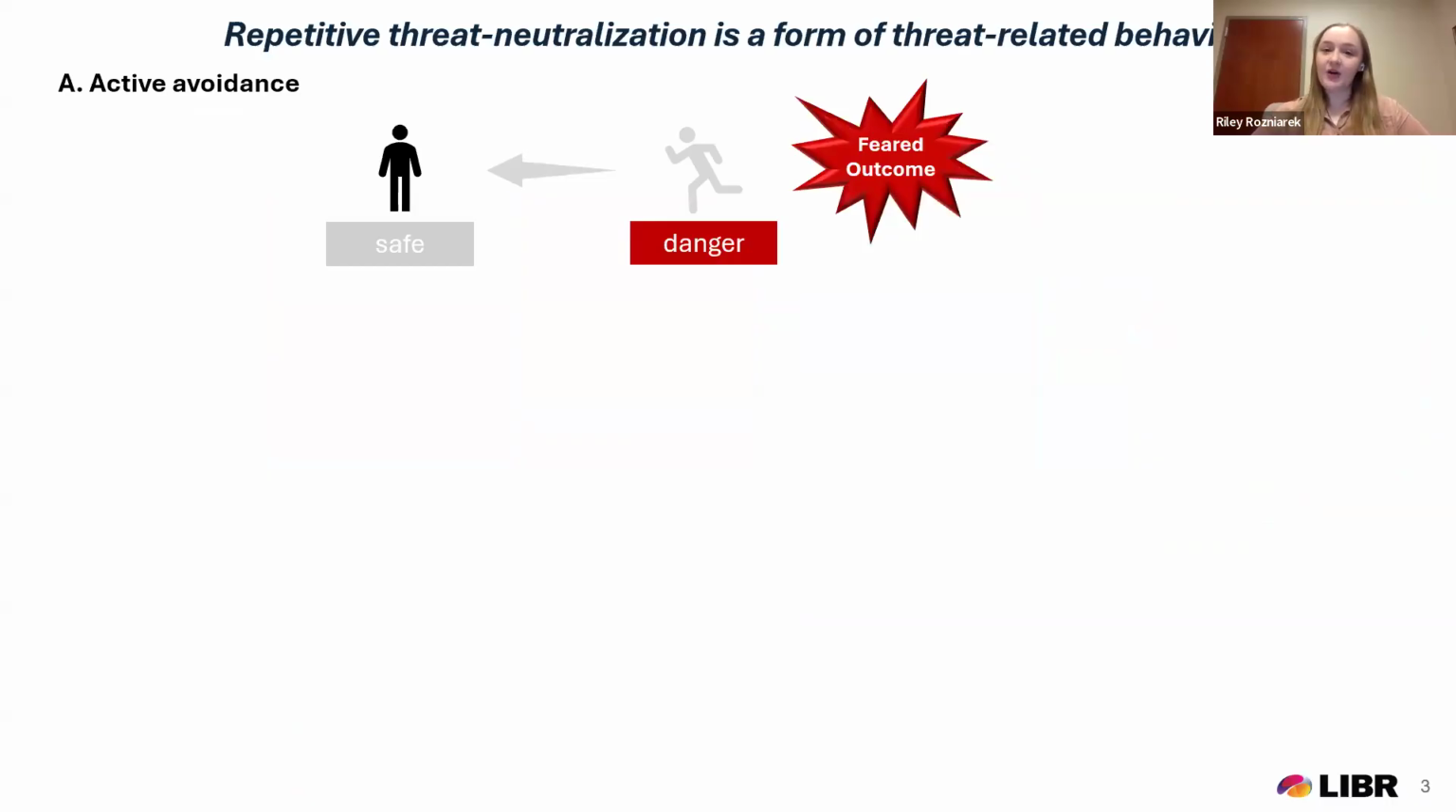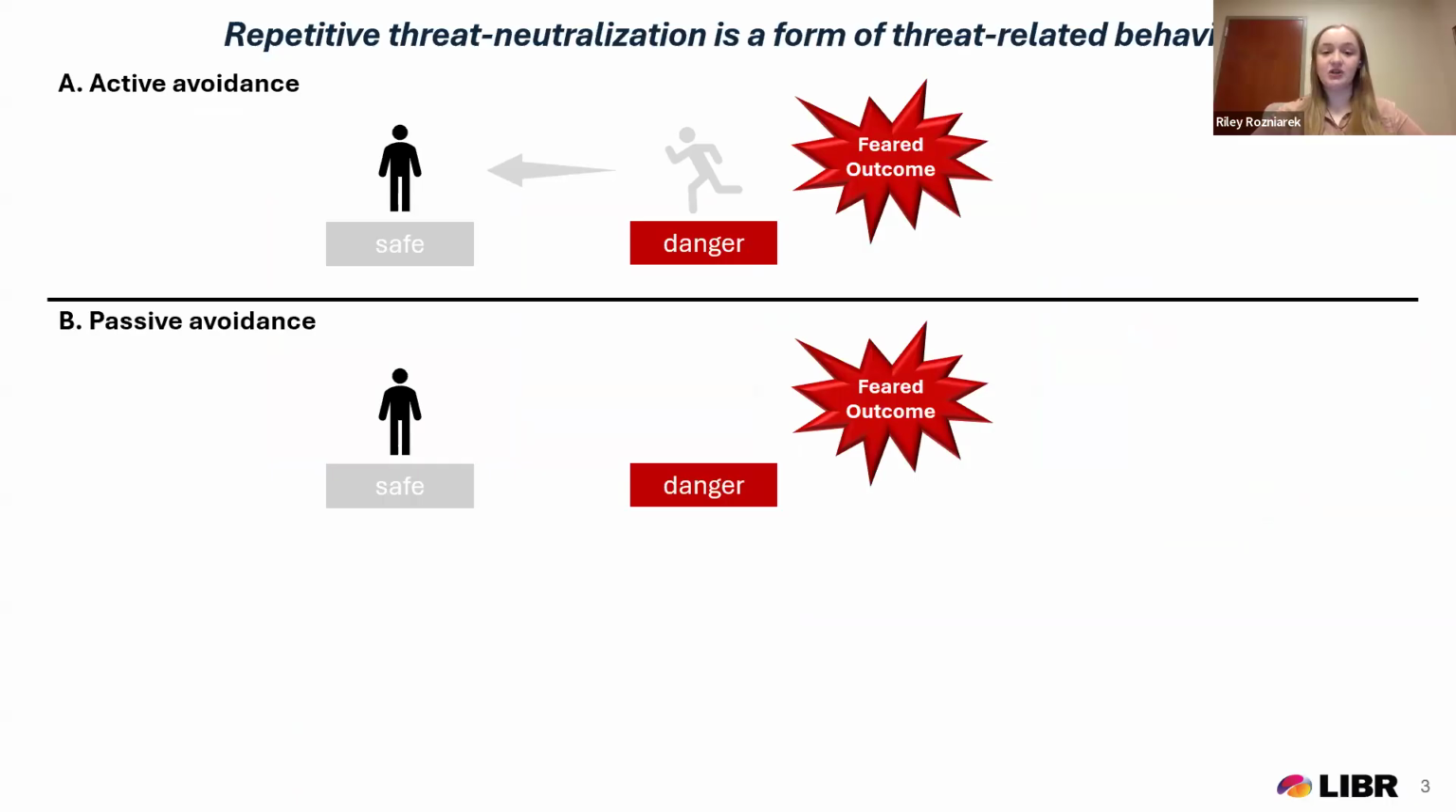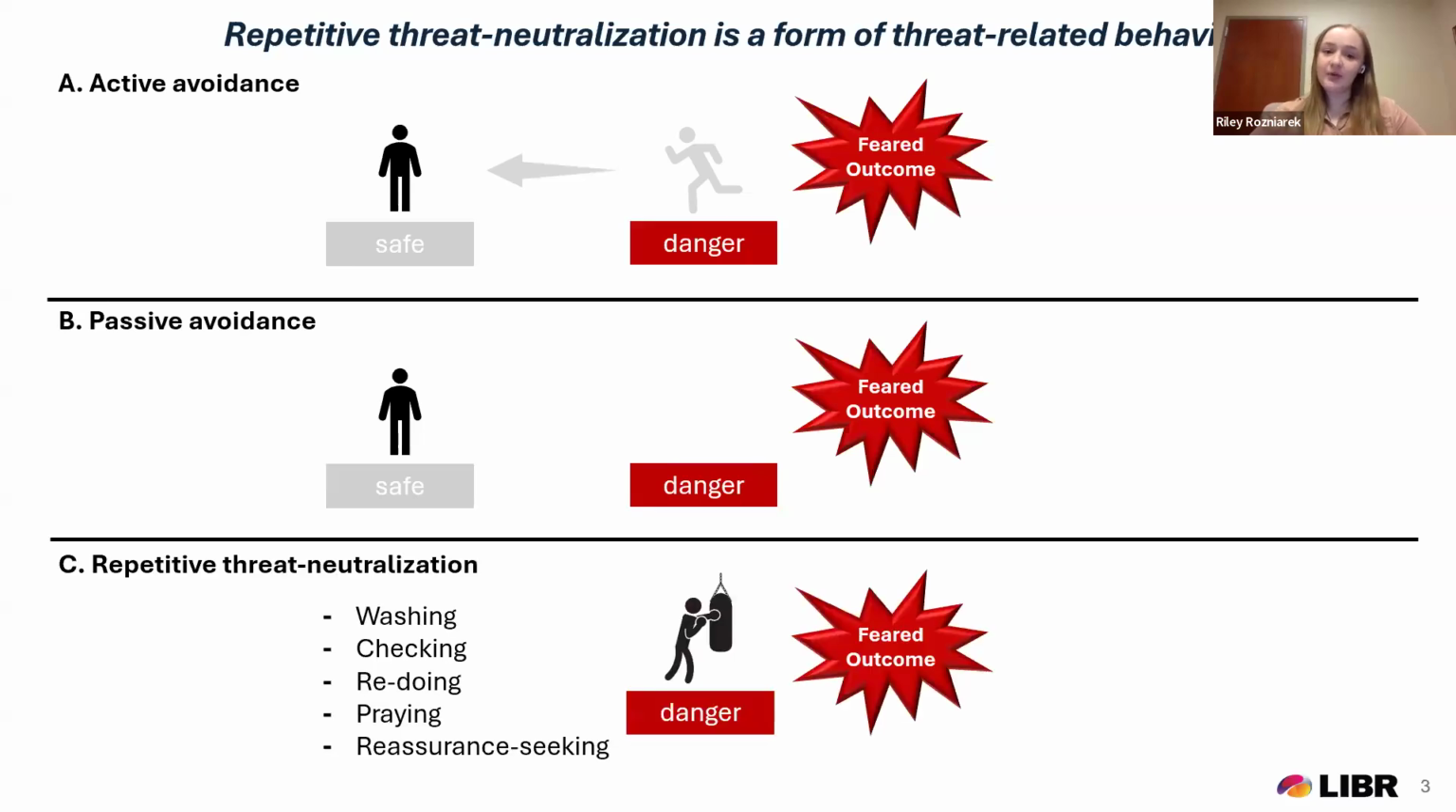Starting with some background, there are a couple main types of threat-related behavior. First is active avoidance, which is when you perceive a threat and take an action to avoid it, such as running away. And then there's also passive avoidance, which is when you perceive a threat and withhold action to avoid it, such as freezing. And then we have this third type where you perceive a threat and repeatedly take an action to try to neutralize the threat.